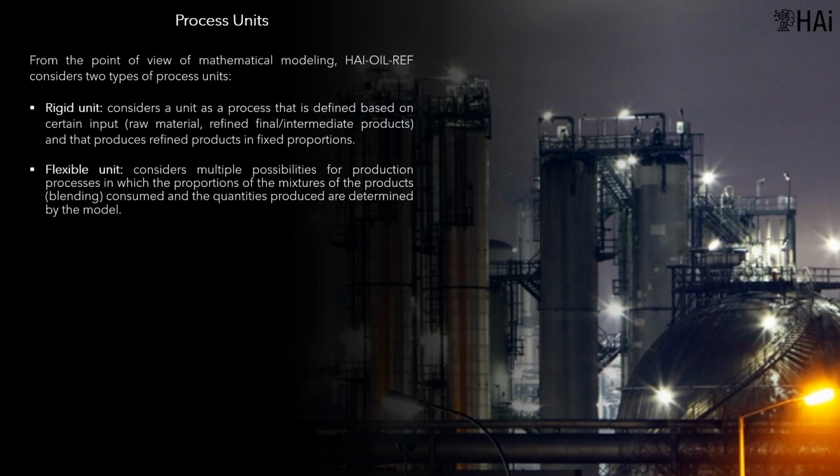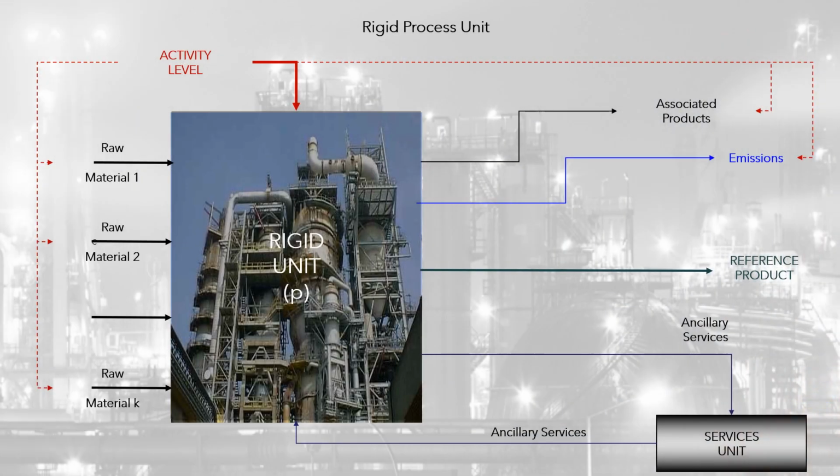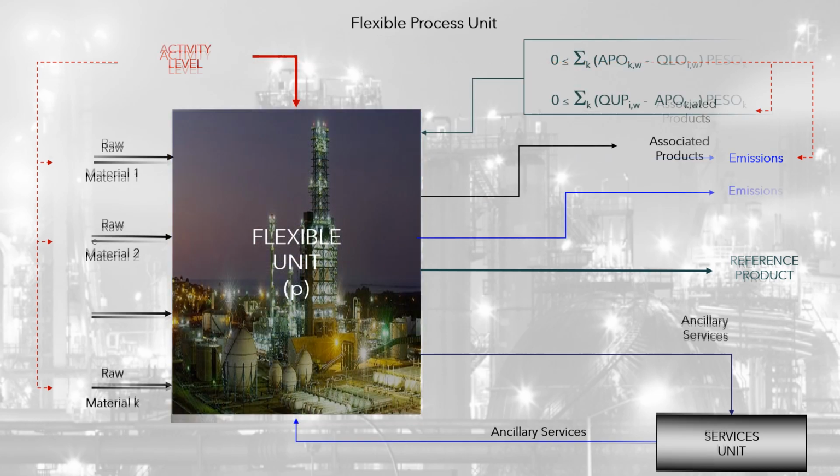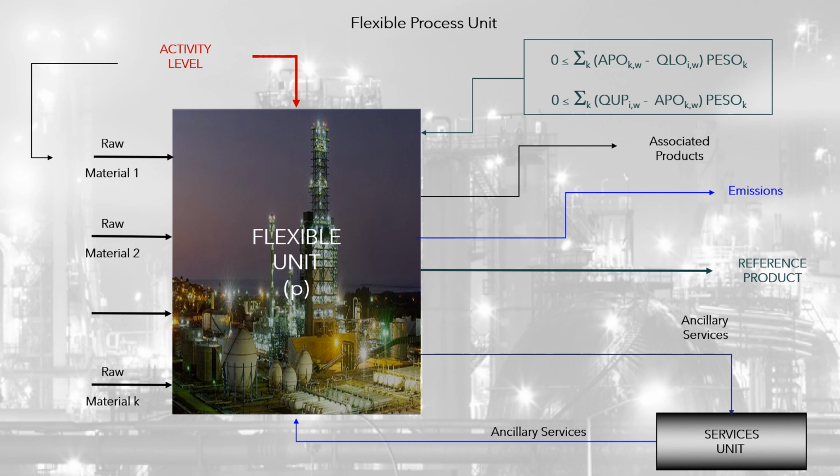From the point of view of mathematical modeling, HighOilRef considers two types of process units. A rigid unit is a process that is defined based on certain inputs, raw material, refined final or intermediate products, and that produces refined products in fixed proportions. A flexible unit considers multiple possibilities for production processes in which the proportions of the blending of the products consumed, and the quantities produced, are determined by the model.